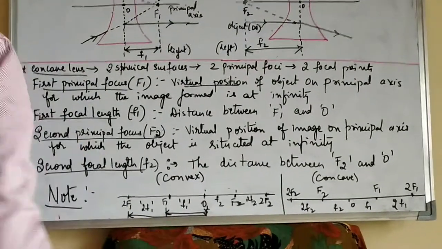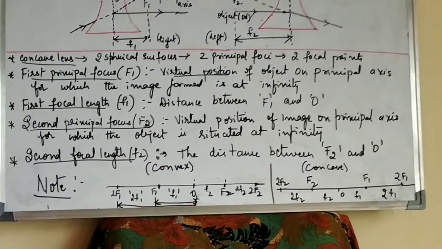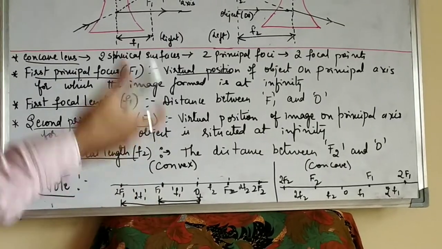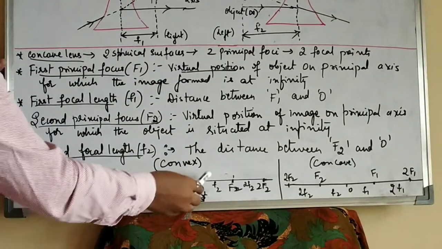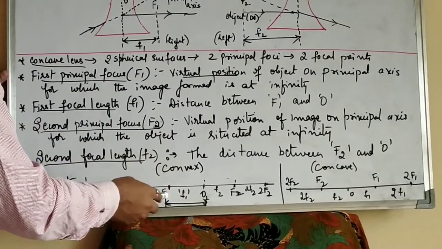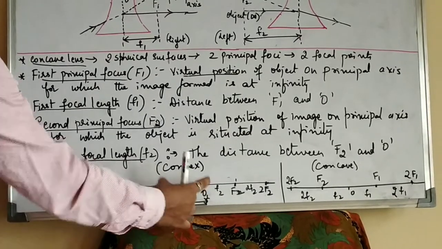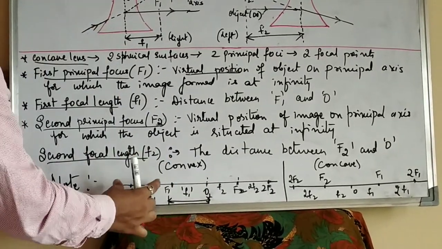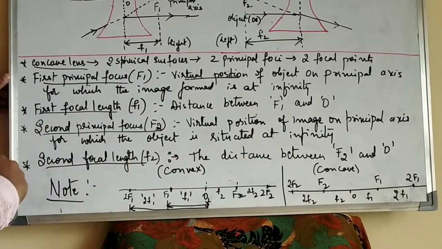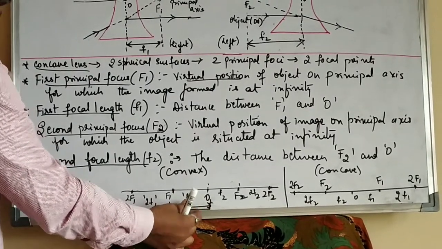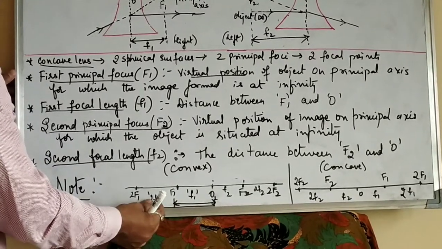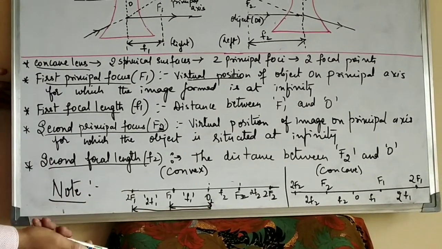You can see it down, I have written a note. When you are drawing the ray diagram for a convex lens, first mark the optical center O. Then take equal distance. If you are taking 2 cm, take 2 cm towards the left of the optical center and mark F1, the first principal focus. Without changing the 2 cm, take the same distance again, measuring 2 times F1, that is 2 twos are 4 cm, at 2F1. The first focal length is the distance between O and F1. The second focal length is the distance between O and F2.